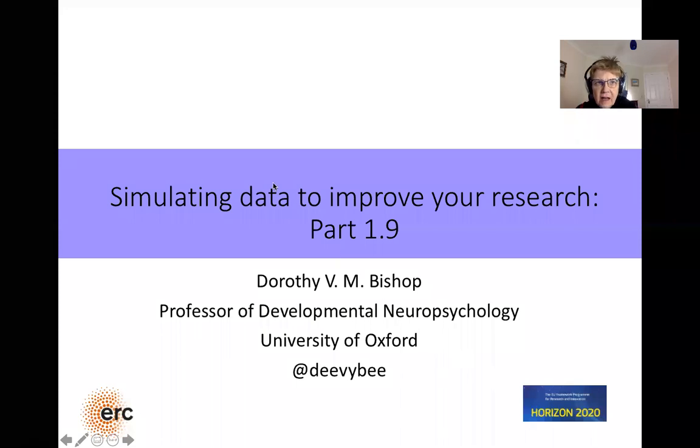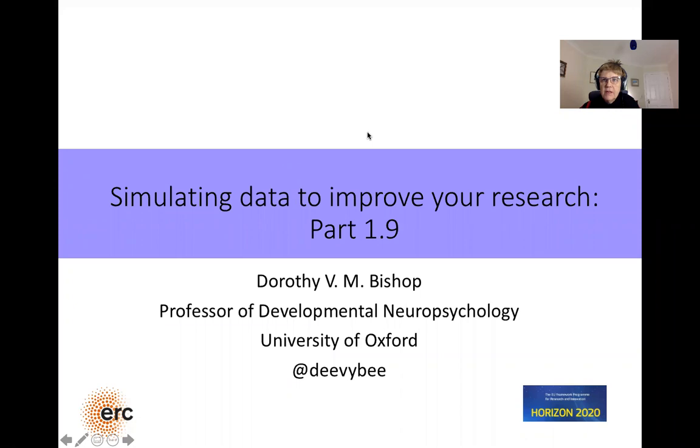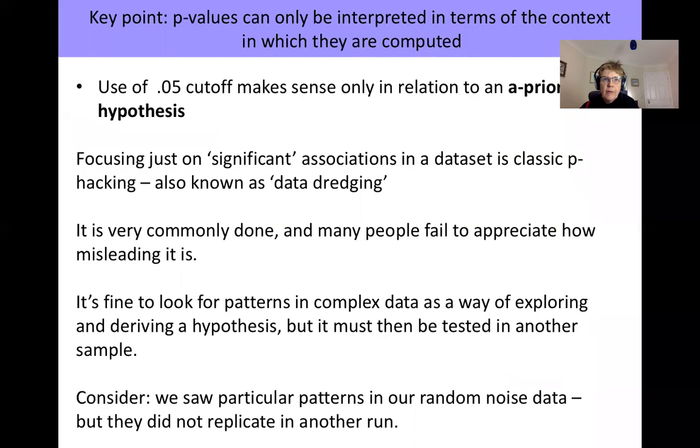So in this last segment for this first part of the course, I'm just going to say a little bit about what we can do about all these problems. The key point I want to reiterate is that p-values can't be understood unless you know the context in which they're computed. People tend to use this 0.05 cutoff, but it only makes sense if you have an a priori hypothesis.